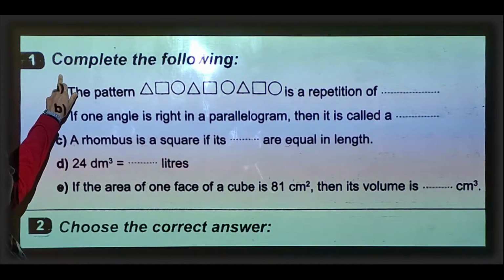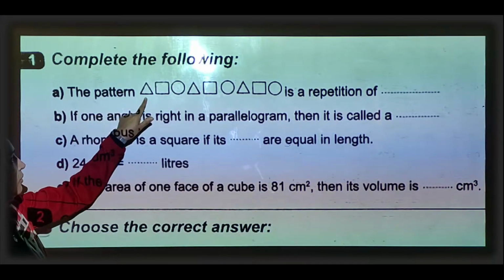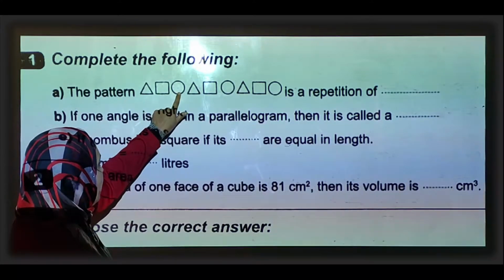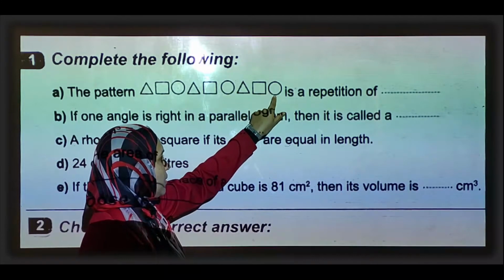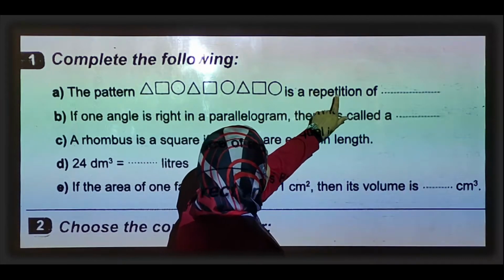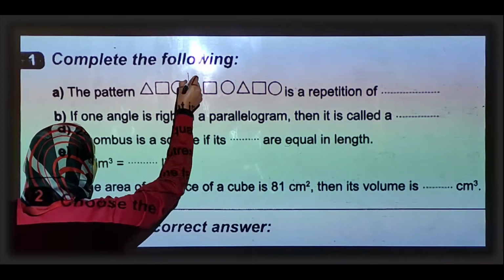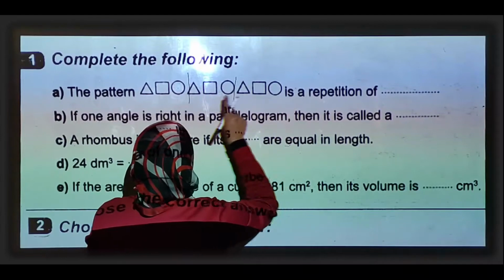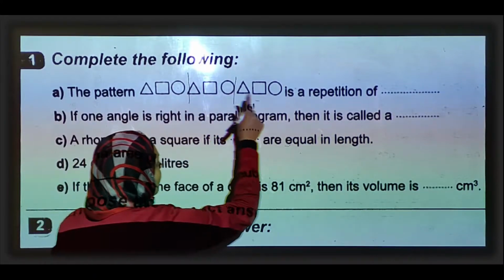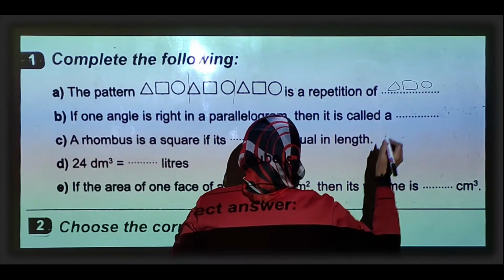Number 1, complete the following. Number A, the pattern triangle, square, circle, triangle, square, circle, triangle, square, circle is a repetition of what? So the repetition of triangle, square, circle.